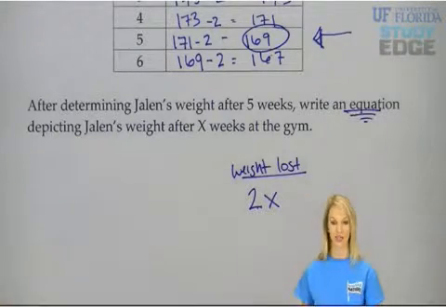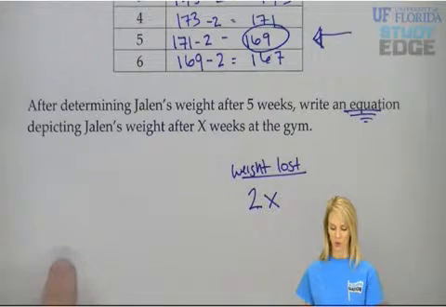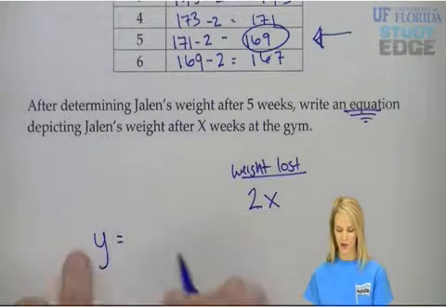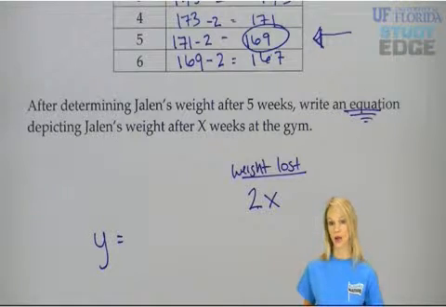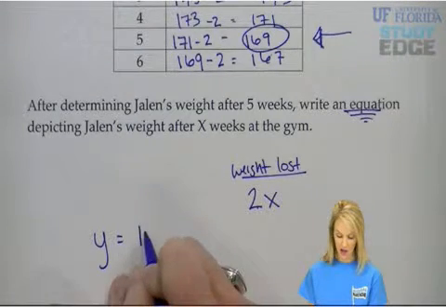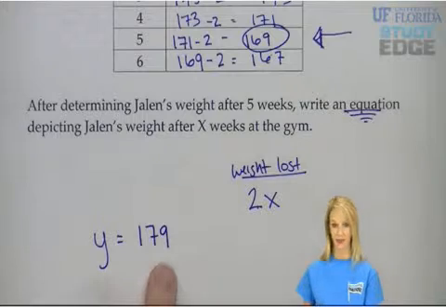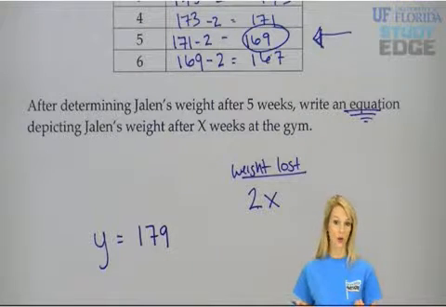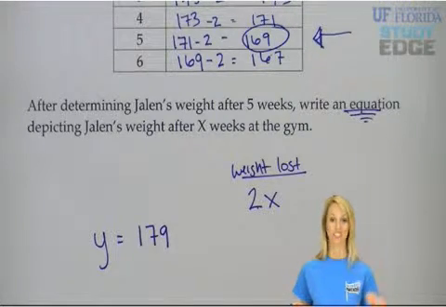We can write an equation that represents his weight. Well, how much does he weigh? Remember, we called his weight Y. How much does he weigh? Well, he starts off by weighing 179 pounds. Well, if he works out for 1 week, what does he weigh? Well, you got to take off 2 pounds.